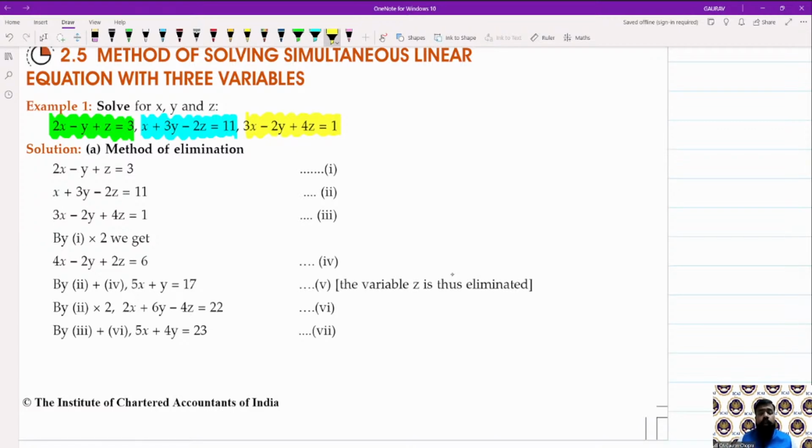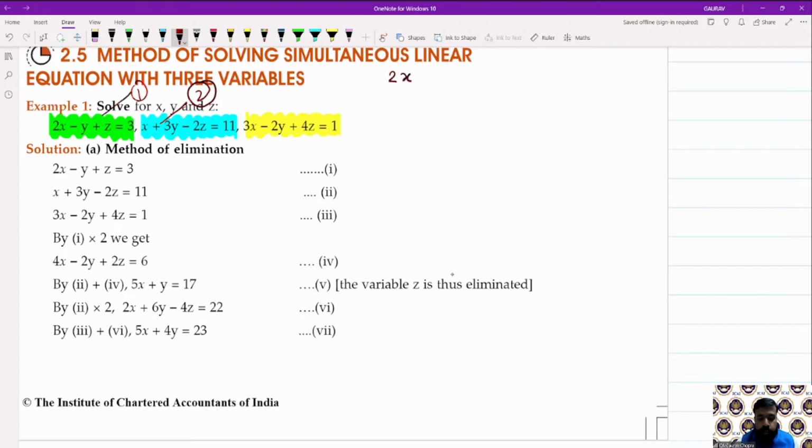Now, first of all, we have to make the strategy here. We have to eliminate any one variable from all the equations. After that, we will solve them simultaneously. So eliminate any one variable from all the 3 equations. So what can be done? Let us compare the first and second equations. If we see the first and second, we can eliminate variable x. And to eliminate variable x, let's multiply equation number 2 by 2.